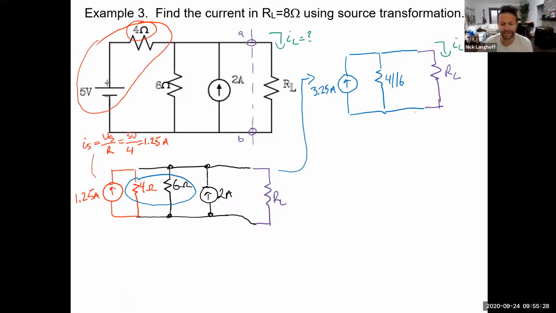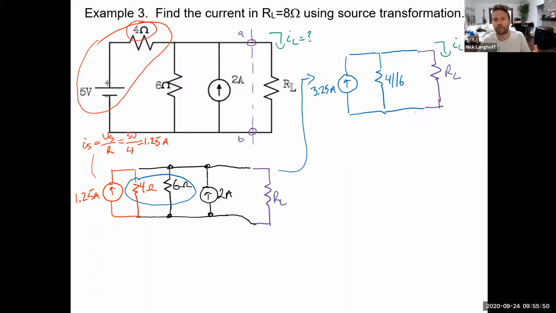We still want to find that. So we're not going to wrap that into and combine it into a parallel resistance with the 4 and the 6. We're going to leave it off to the side as a what if, like what if we wanted to know the voltage across all of those? Well, the voltage across the 4 parallel 6 parallel RL is all the same because they're all in parallel.